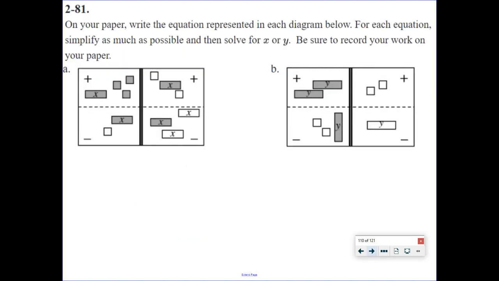Okay? On your paper, write the equation represented in each diagram below. For each equation, simplify as much as possible and then solve for X or Y. Be sure to record your work on your paper. So we've got these two problems. What we're going to do is focus on each one individually. Don't worry about both of them. You do not need to sketch them, but you should be able to write out what's in there.